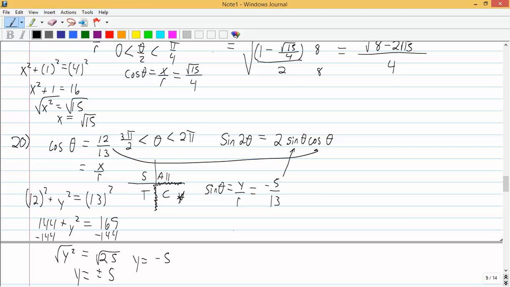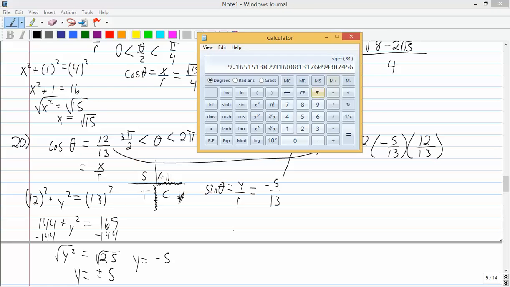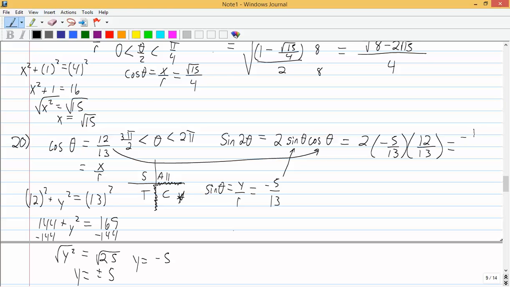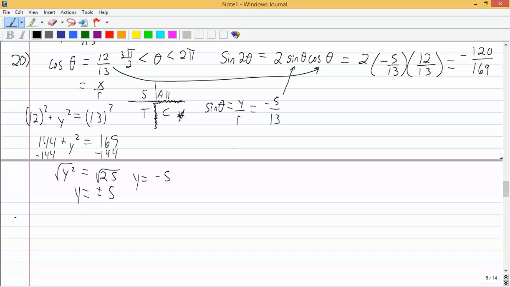I plug in 12 over 13 for cosine. So 2 times negative 5 over 13 times 12 over 13. Okay, multiply all the numerators together. So that's negative 10 times 12 is negative 120 over 13 times 13 is 169. There's your answer. All right, that's number 20.